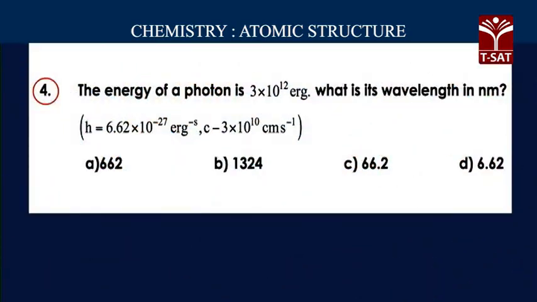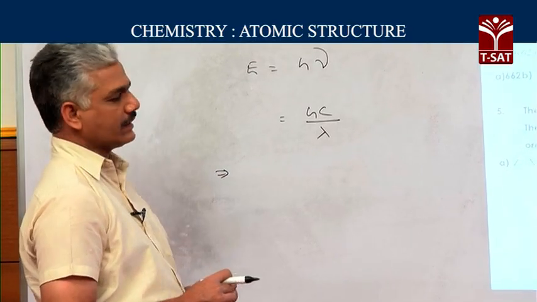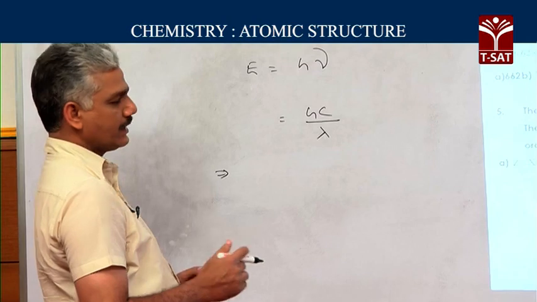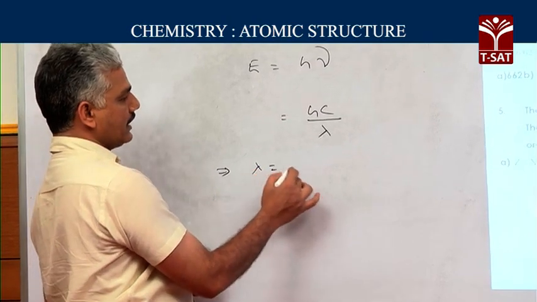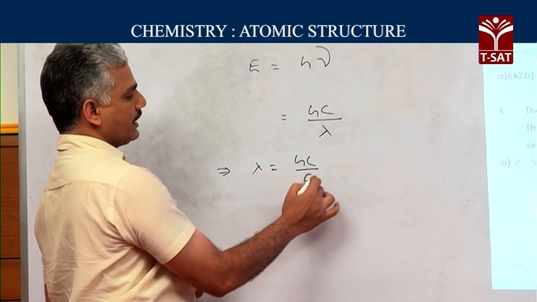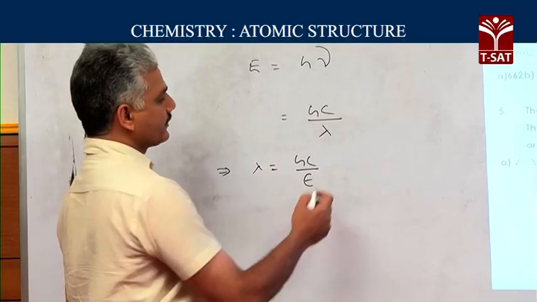Fourth question. The energy of a photon is given as 3 into 10 power minus 12 ergs. We have to calculate its wavelength in terms of nanometers. The energy of a particle can be calculated by means of this relation. We need to calculate the wavelength. We will make use of the second relation. From second relation, lambda is equal to, we can write hc by E.